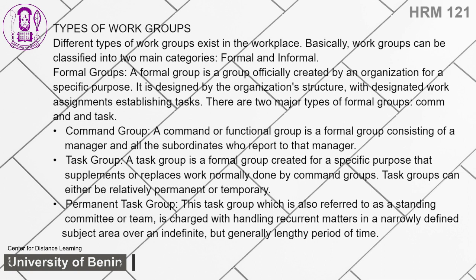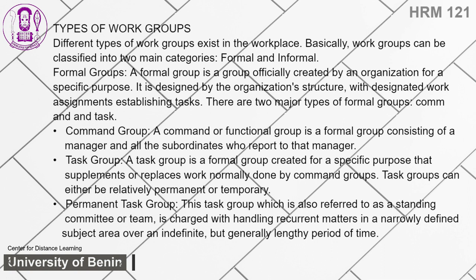Command group: a command or functional group is a formal group consisting of a manager and all the subordinates who report to that manager. Task group: a task group is a formal group created for a specific purpose that supplements or replaces work normally done by command groups. Task groups can either be relatively permanent or temporary.